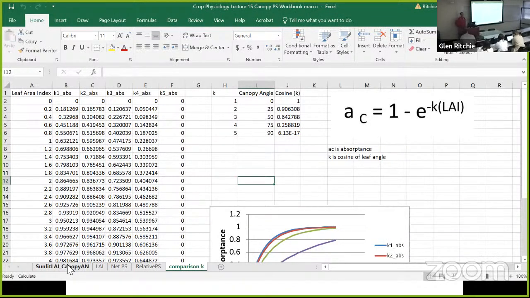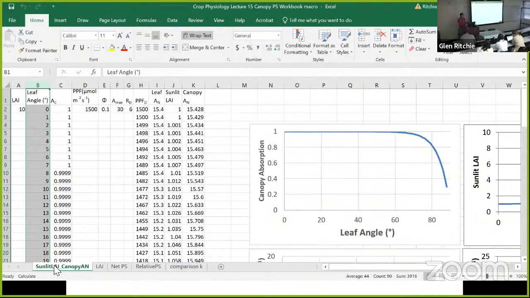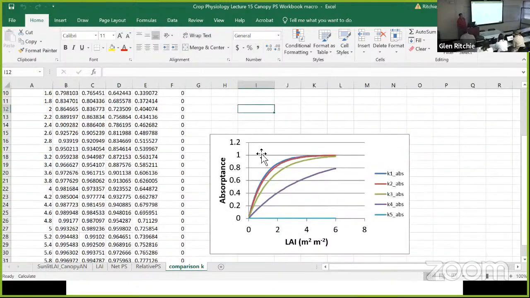But I think it's interesting that you bring up that, in some of these cases, having a very upright leaf actually results in a greater photosynthetic rate, even though if we're just looking at leaf absorption, it would seem that even at high leaf area indices, our total absorption is going to be decreased as we have more upright leaves compared to more horizontal leaves.